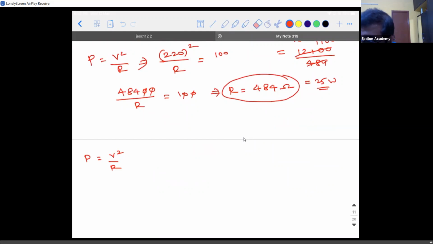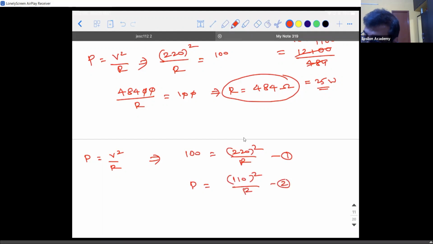Listen, power is equal to V square by R. So in the first case, it is 100 is equal to, listen, I want to teach you the calculation. 100 is equal to V square, which is 220 square divided by R. Let this be equation number 1. In the second case, power is equal to 110 square divided by R. Did you understand what it is?